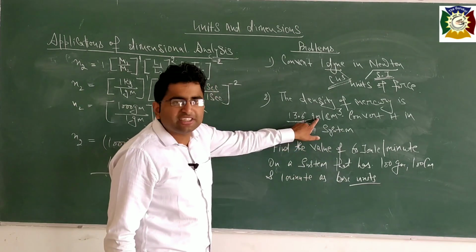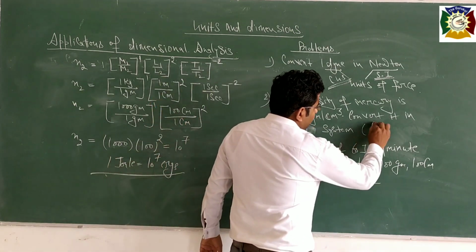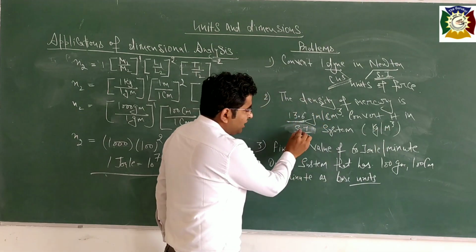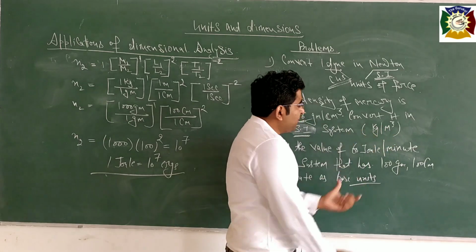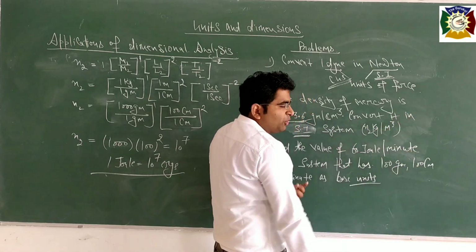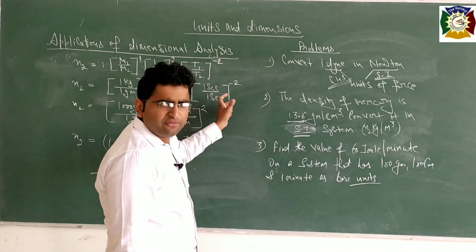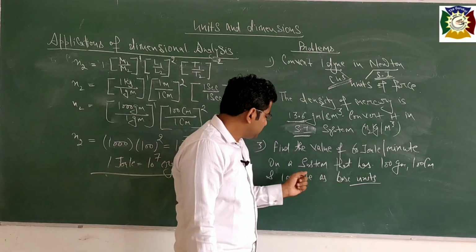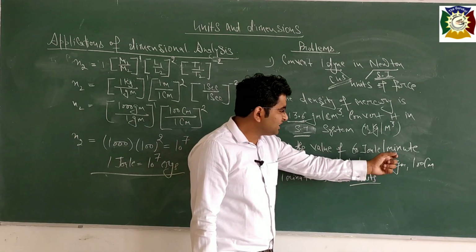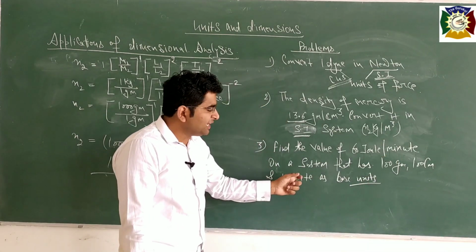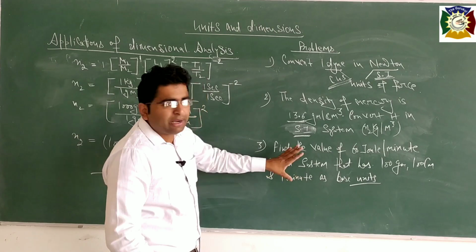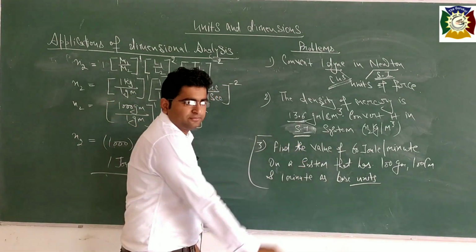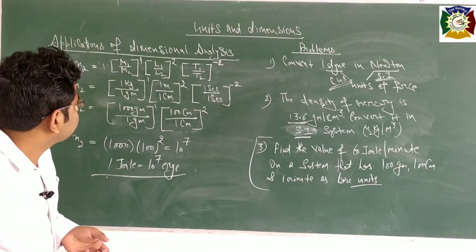SI सिस्टम में यूनिट्स क्या होती है? kg पर मीटर क्यूब. क्लियर है? SI में यूनिट ये है, तो यहाँ पर इसके आगे जो N2 की वैल्यू आएगी वो कितनी है? Clear? With the help of dimension we can calculate it. Third, find the value of 60 joule per minute on a system that has 100 gram, 100 centimeter and 1 minute as base unit. You have to attempt by yourself because in next video I will solve it. Clear? Okay.